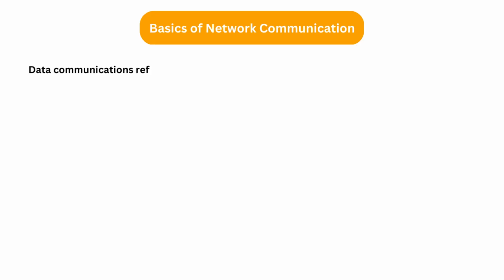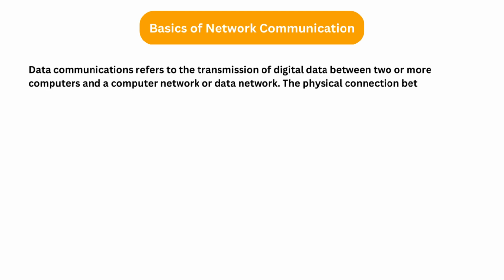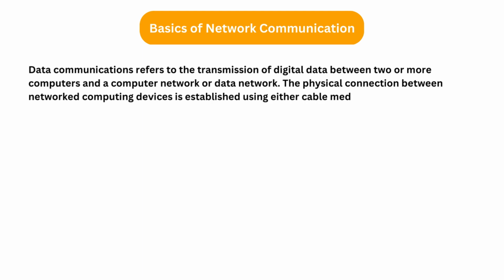Basics of network communication. Data communications refers to the transmission of digital data between two or more computers and a computer network or data network. The physical connection between networked computing devices is established using either cable media or wireless media.